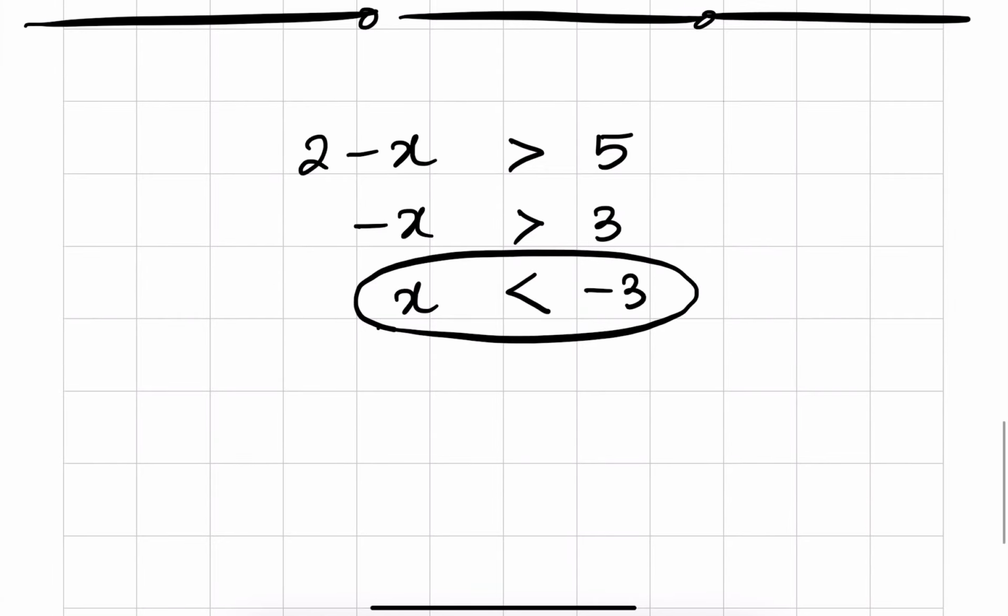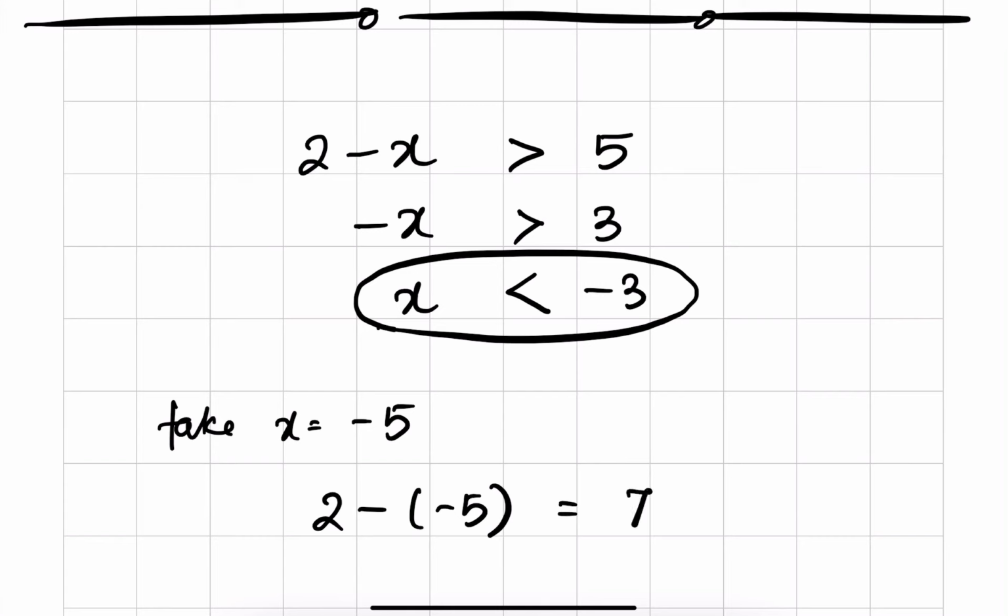Let's check. Let's take, for example, negative 5. Let's see what happens. 2 minus negative 5, that will be 7. And yeah, that is bigger than 5. So this rule of reversing the relationship is pretty useful.